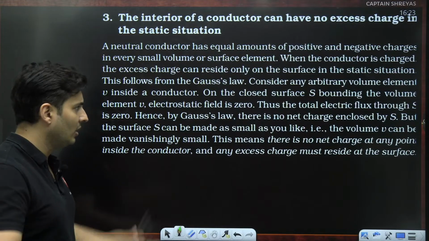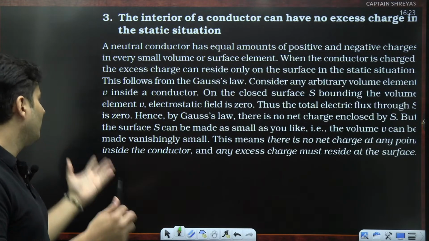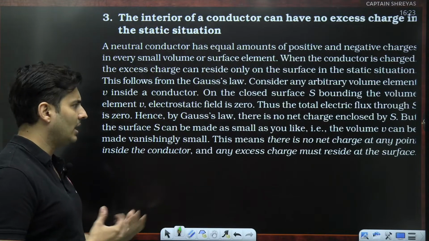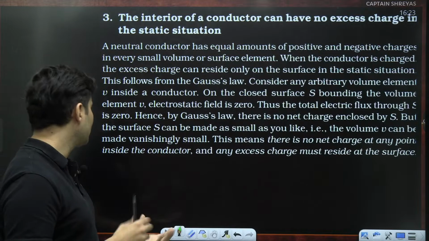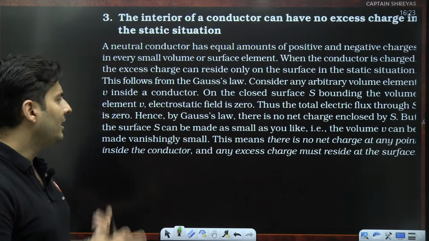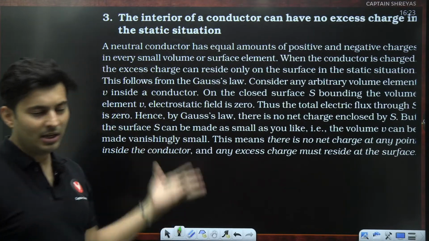Hence, by Gauss's law, there is no net charge enclosed by it, and the surface S can be made as small as possible. The volume V can be made vanishingly small. This means there is no net charge at any point inside the conductor, and any excess charge must reside on the surface. They have repeated many statements.